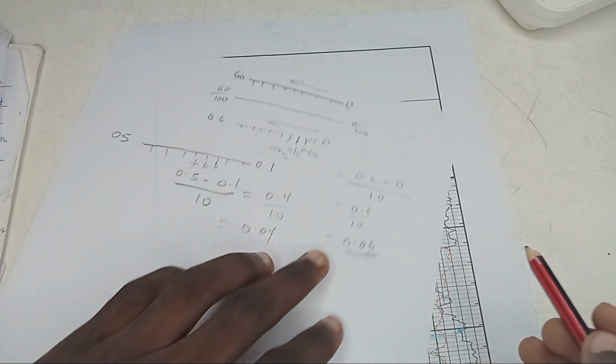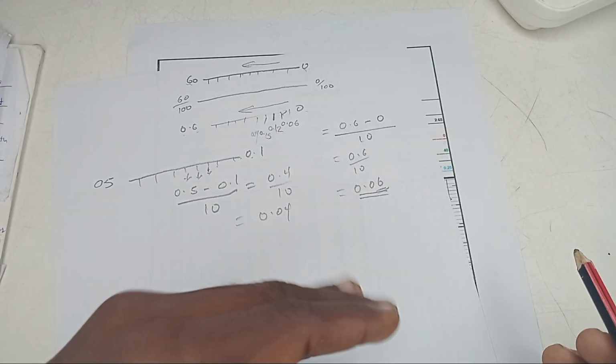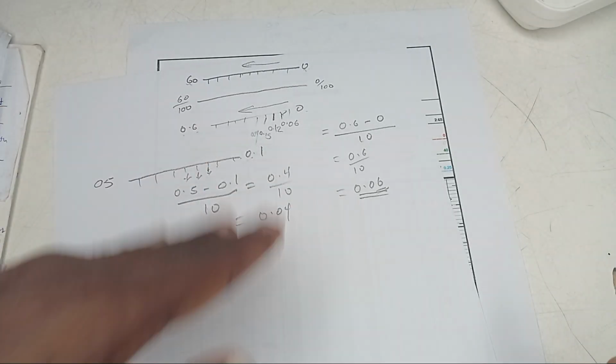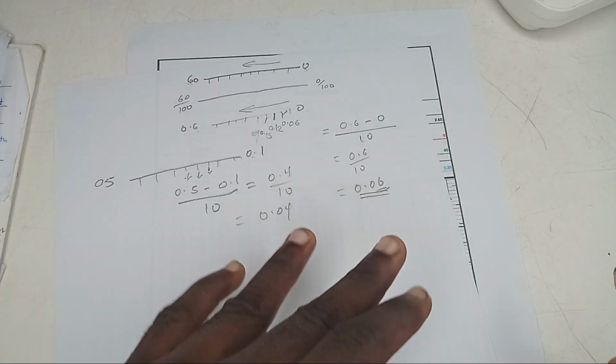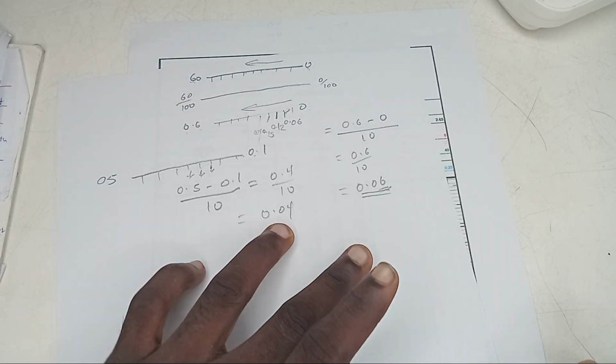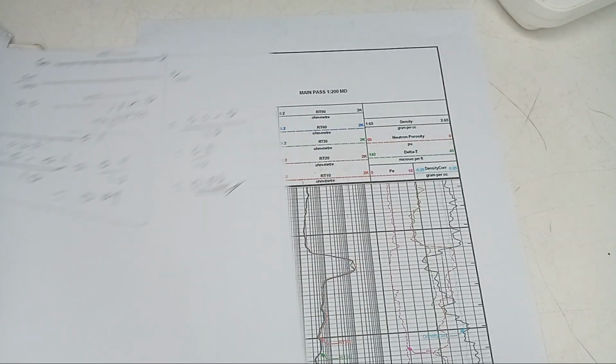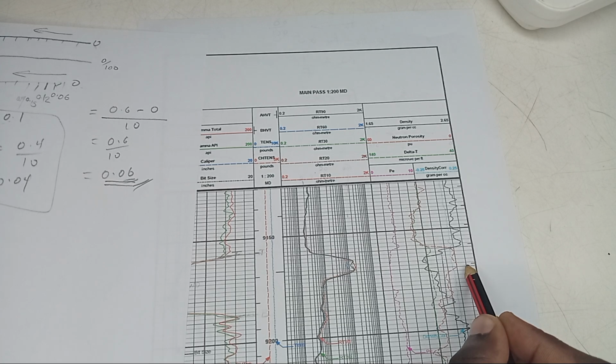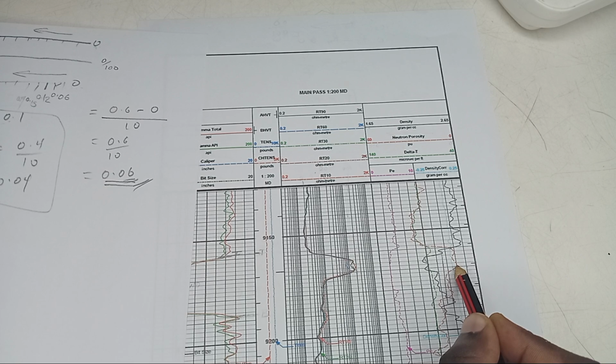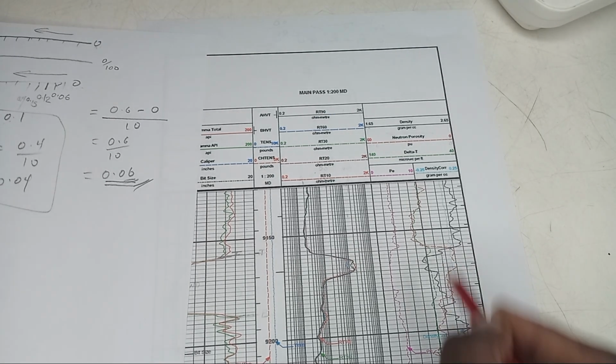And for my neutron porosity, what did I get for my lines? You have to solve for each one. The scale increase for density is different from the scale increase for neutron. For neutron, we got a 0.06 increase, which means from here to here is 0.06. Here will be 0.12, add 0.06 again, 0.18, and here will be 0.24 or so, up to this reference line.